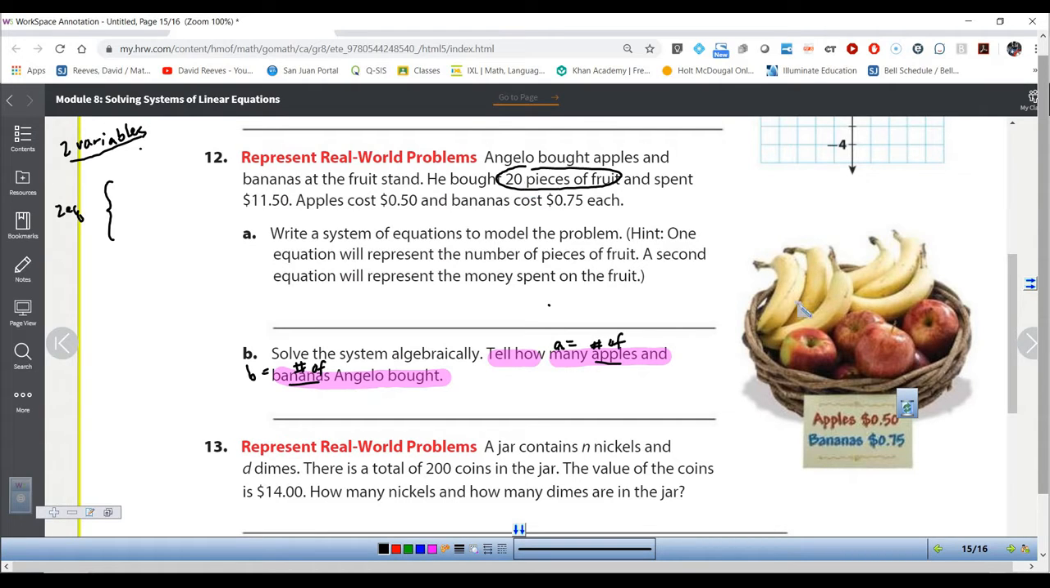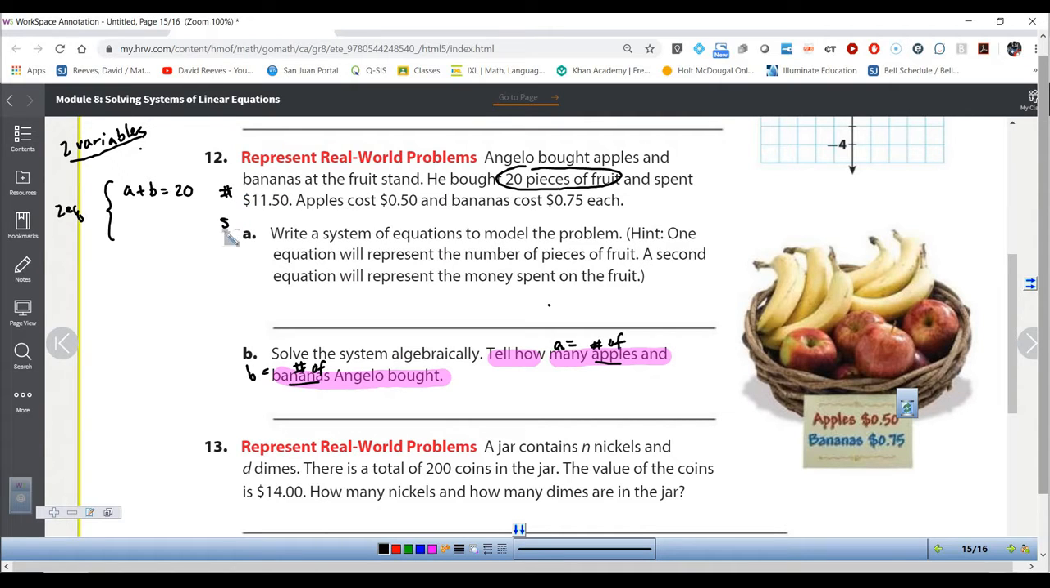Now, we don't know. It could be 10 and 10, right? Could be 15 and 5. Could be 19 bananas and only one apple. Maybe he really loves bananas and doesn't like apples. We don't know. But we do know however many apples he bought plus however many bananas he bought, it's a total of 20. So apples plus bananas is 20. So this is our number equation, right? Again, more often now we use the hashtag for this, but it means number.